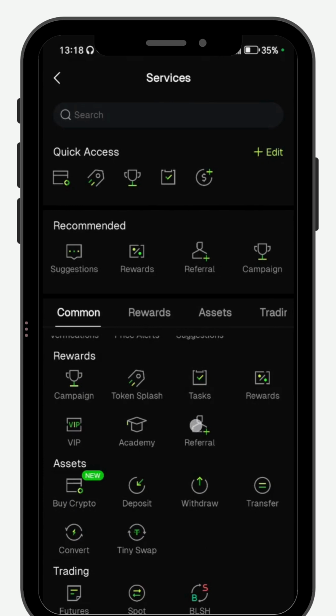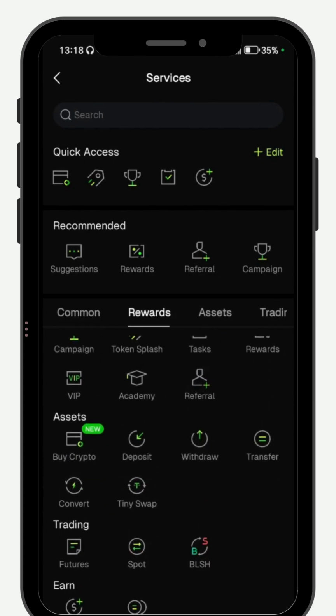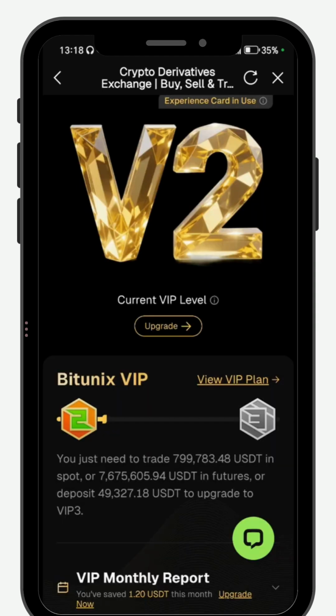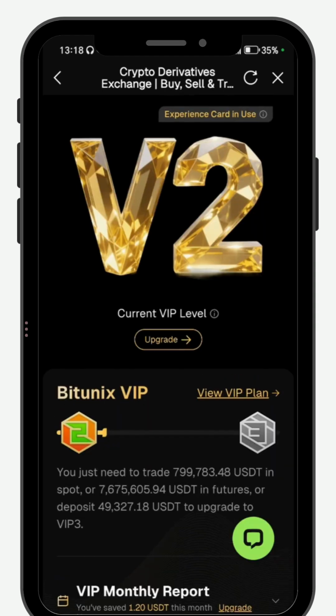You can go to see other aspects there, like the VIP. The VIP is just to help you get cheap fees. Right now, I'm currently VIP 2. I am going to go to the highest VIP, and I want to do it manually just by trading on the platform. What you get are cheap fees and more rewards. Like the mystery box, you're going to get more rewards from that.